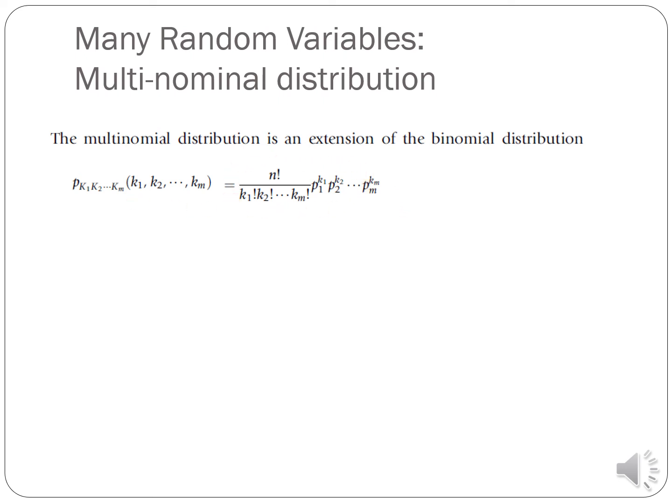So what is the difference between binomial and multinomial? In the binomial distribution, you can remember that we only consider a Bernoulli trial where there are only two events, either success or failure. But in this case, we have more than two outcomes, for example, m outcomes. So what are these k1, k2 and km? k1 is the number of outcomes for event 1, k2 is the number of outcomes for event 2, etc.